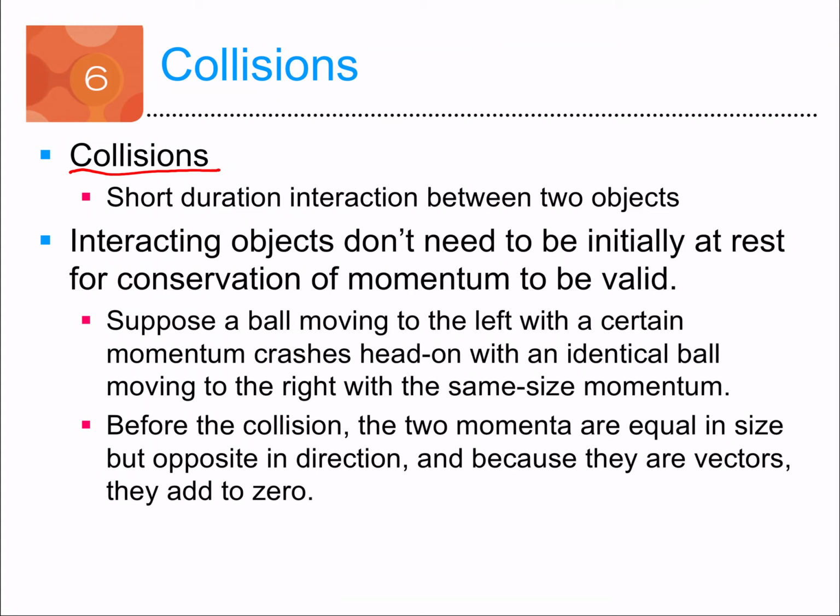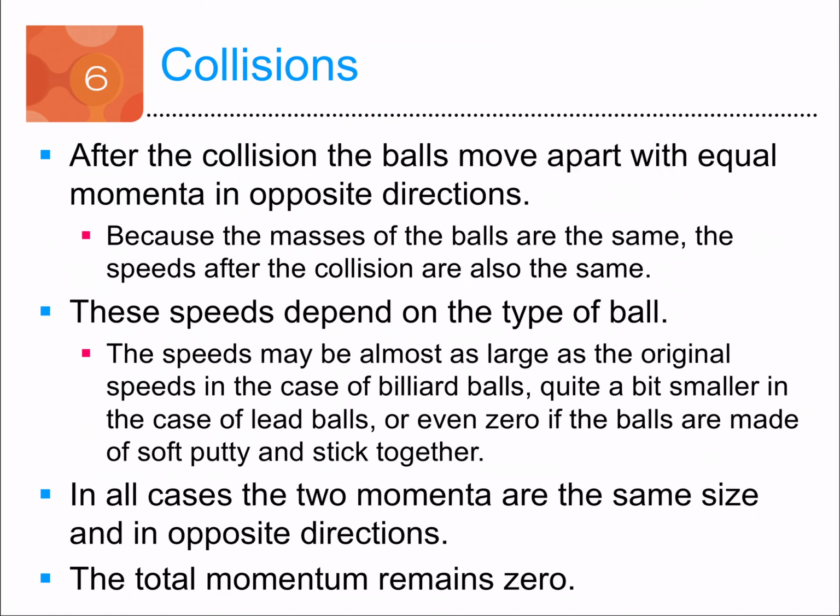The example I have here is if we have a ball that's moving to the left with a certain momentum and it crashes head-on with an identical ball moving to the right with the same size momentum. Before the collision, the two momenta are equal in size but opposite in direction. Because they're vectors, they're going to add to 0. Now, after the collision, the balls are going to move apart with equal momenta in opposite directions.